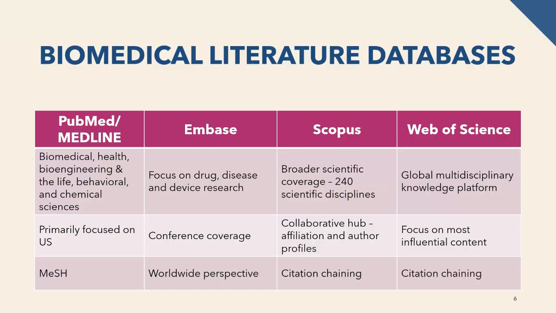Embase places a lot more focus on pharmacology and medical devices. Medline's interface allows you to build up a search piece by piece without having to know how to build a search string. Scopus houses extensive author and affiliation pages and makes citation chaining a lot easier than some other databases. And Web of Science takes a more global and multidisciplinary approach that focuses on only the most highly cited literature.